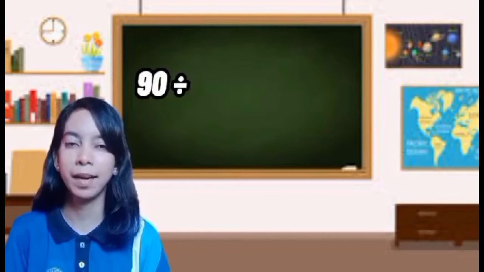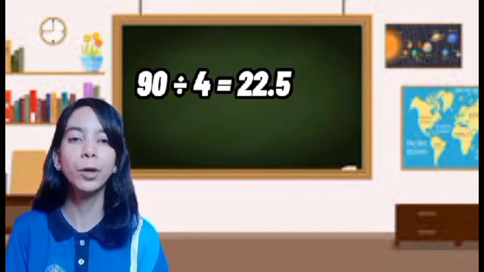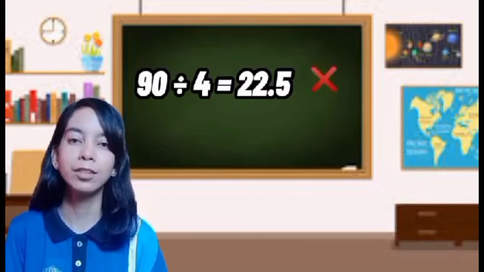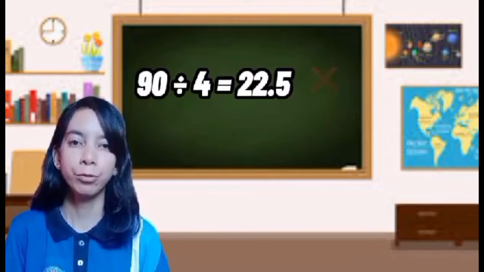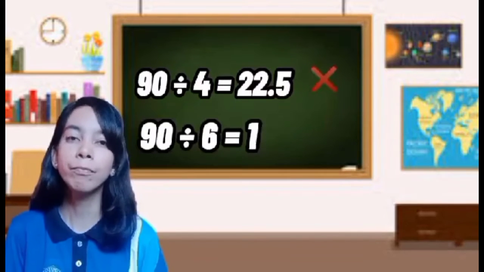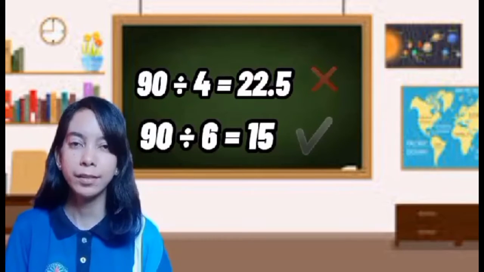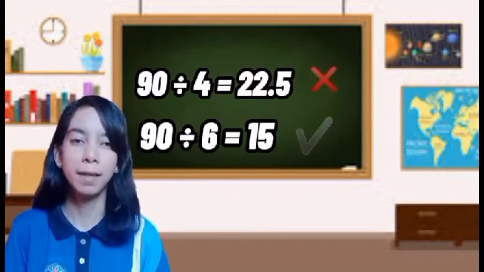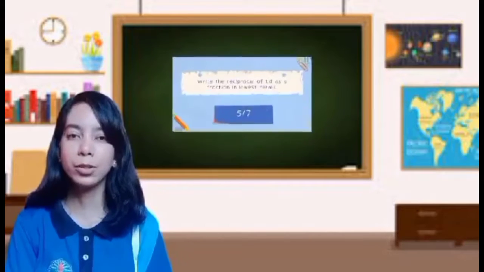90 divided by 4 is equals to 22.5. So 22.5 is not an exact number. That's why it is not divisible by 4. And 90 divided by 6 is equals to 15. And 15 is a whole number. That's why it is divisible by 6. So the answer is 90.